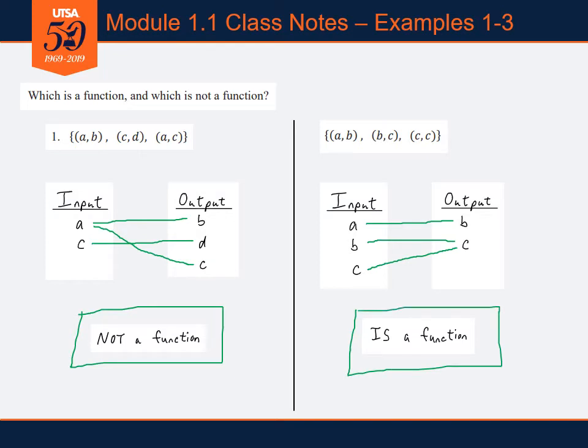We might note here that we've got two inputs that correspond to the same output. That's okay. It's okay to have more than one input correspond to the same output. You just can't have one input that corresponds to more than one output. So these two examples side by side give a good example of what is a function versus what is not a function.